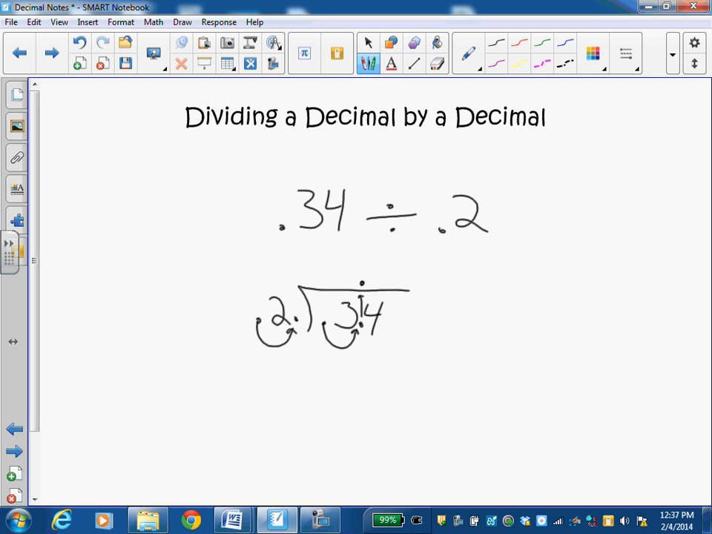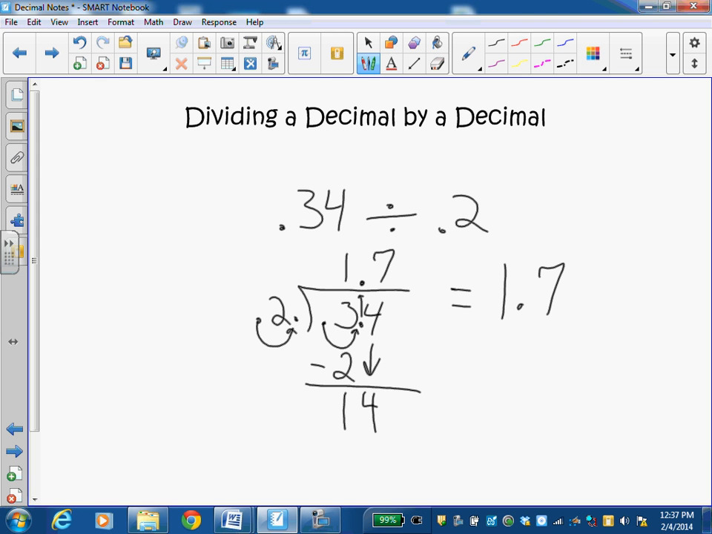Now I can just go through and do the division problem. 2 goes into 3 one time. That gives me 2. And I do that subtraction problem, I'm left with 1, and I bring down my 4, and 2 will go into 14 7 times. So my answer is 1 7/10.